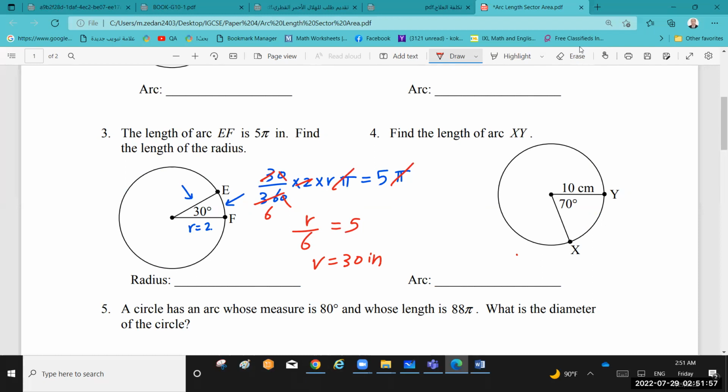Find the length of the arc XY, also the same. The arc XY is very easy. You can do it now. 70 over 360 times 2r pi. The r is 10. It's very easy. And pi. You can leave the answer in terms of pi. Sometimes they ask you to leave your answer to 2 decimal places or 1 decimal place. You can round your answer by using a calculator.